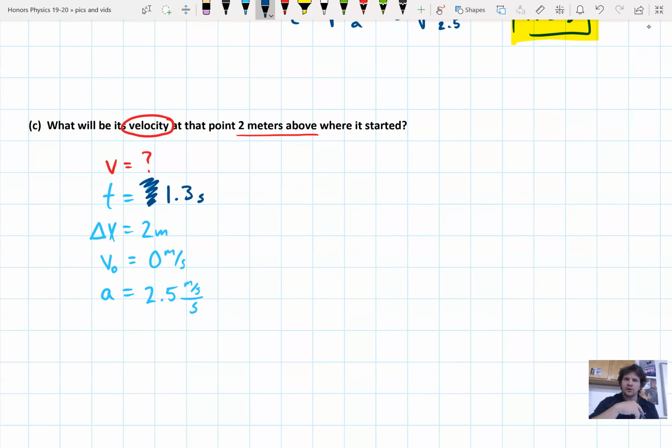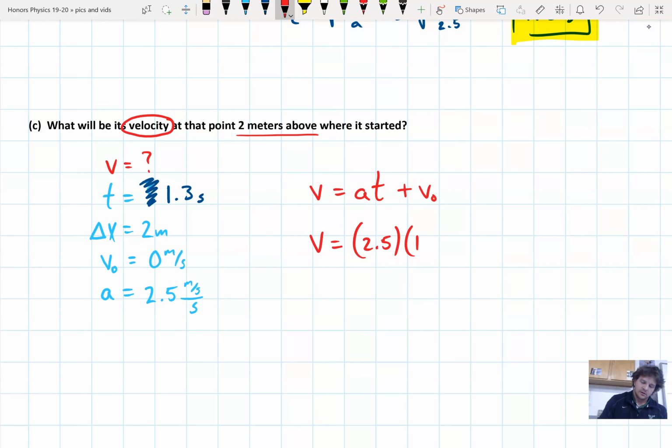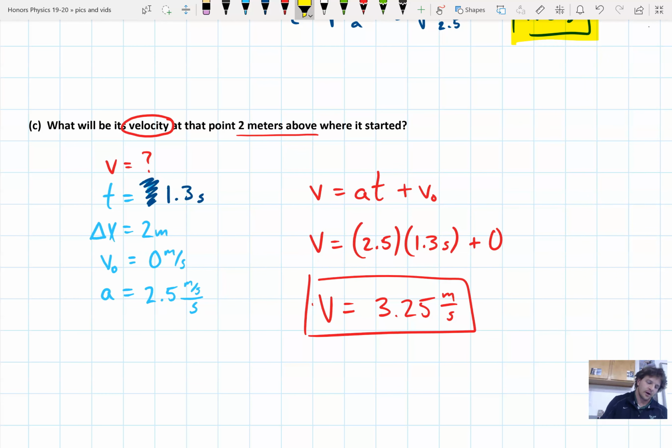So with all this info, now we just pick one of our kinematic equations to use. Let's go with the one that says final velocity equals initial velocity plus acceleration times time. Plug in your values. We know the acceleration is 2.5. The time is 1.3 seconds, and the initial velocity was 0. So that gives us a final velocity of 3.25 meters per second. All right?